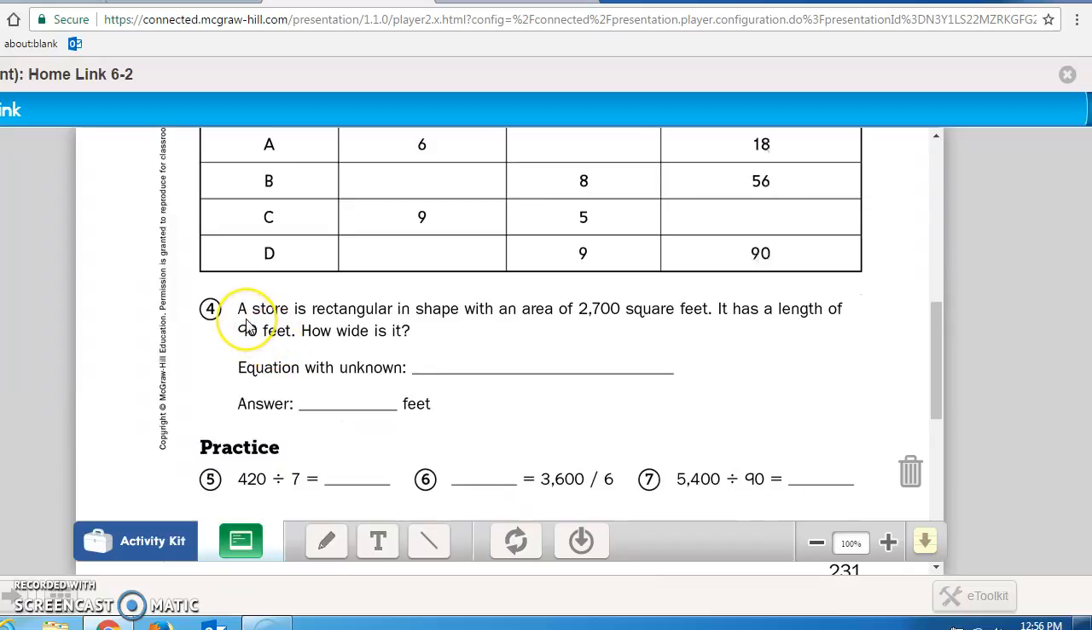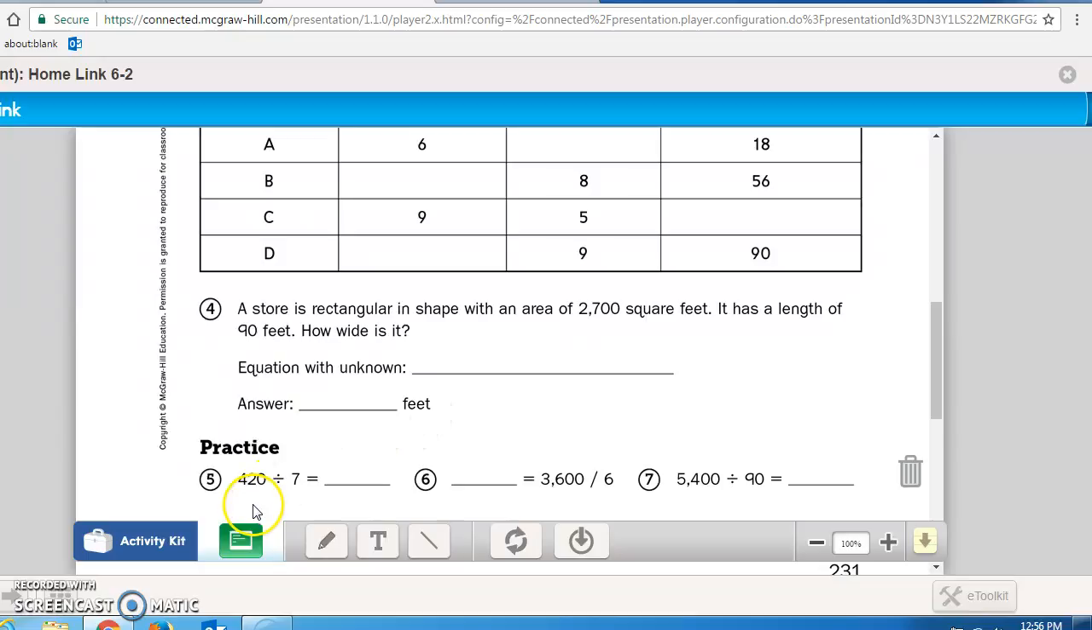4 asks you to answer the following question. A store is rectangular in shape with an area of 2,700 square feet. It has a length of 90 feet. How wide is it? Again, if it helps you, draw this on the side so you know what you're looking for. Write your equation and your answer.